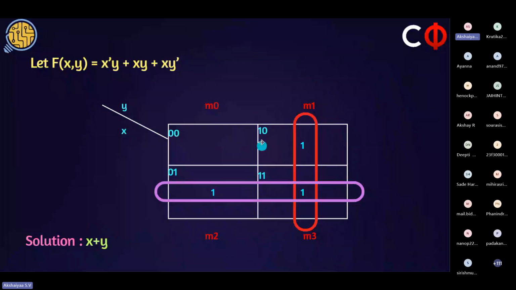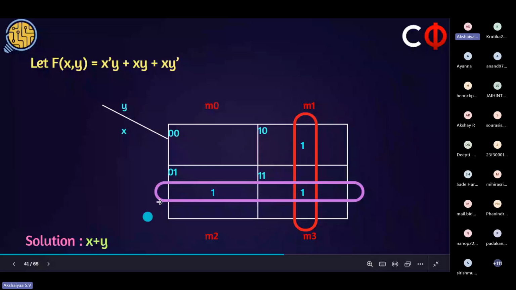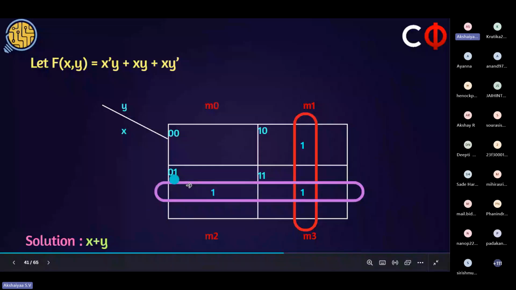And you can ask, why x, why not x prime? As I said, you're talking about min terms. Min terms always have to be high. So each individual term is also made to be high. So x is written. And from this thing, again, the x term is varying, the y term is constant, and it is already high. That's why it is becoming x plus y. Okay. And that's exactly how this mapping is done.